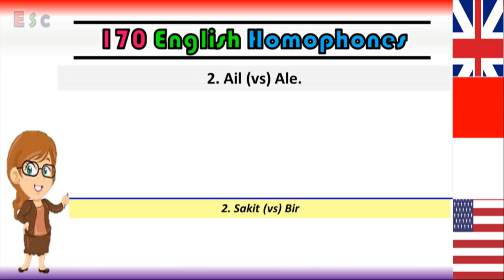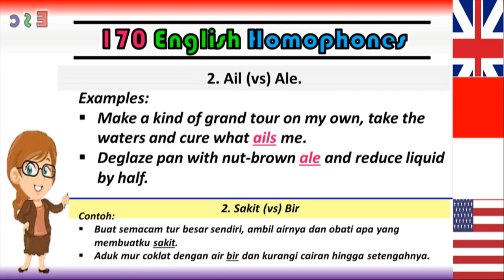2. Ail versus ale. Examples. Make a kind of grand tour on my own, take the waters and cure what ails me. Deglaze pan with nut brown ale and reduce liquid by half.